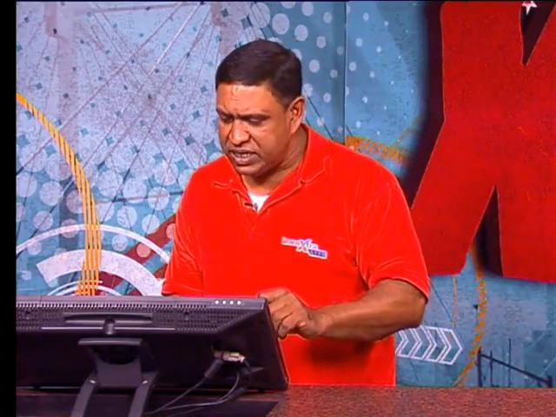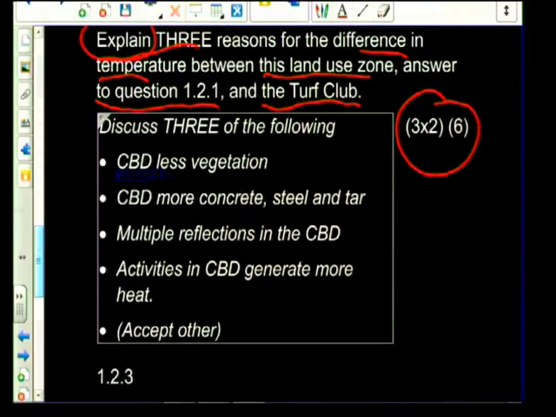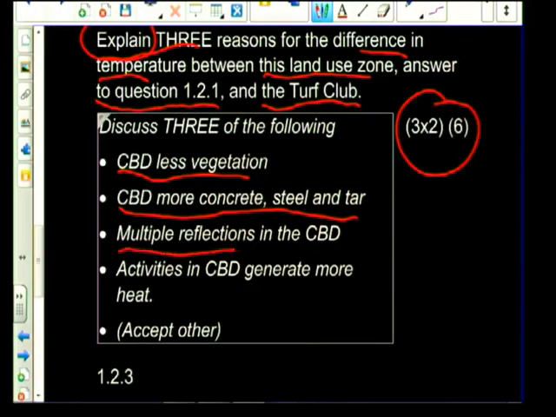So, again, similar. Let's look at it. Discussing the 3. CBD has less vegetation. CBD has more concrete, steel, and tar, things that you studied already. You know the CBD, so concrete, steel, and tar captures the heat. Vegetation, on the other hand, if there's less vegetation, less heat is absorbed for photosynthesis. Multiple reflections in the CBD, where the heat gets caught between the buildings. Activities in the CBD generate heat.